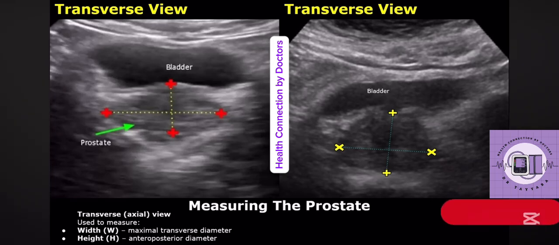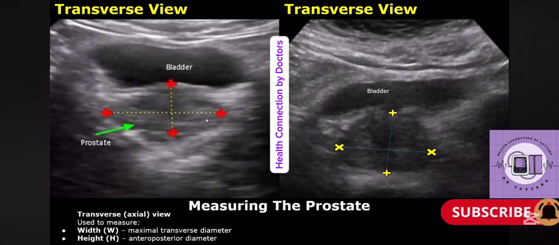To accurately measure the prostate, it is essential to obtain true orthogonal ultrasound planes, a transverse view and a sagittal view. These planes allow us to capture the prostate's maximum dimensions in three directions. The transverse or axial view is used to measure two dimensions: the width, which is the maximal transverse diameter, and the height, which is the anterior posterior diameter. This view is typically obtained at the level where the prostate appears largest.